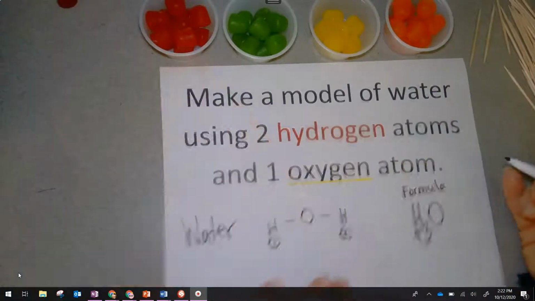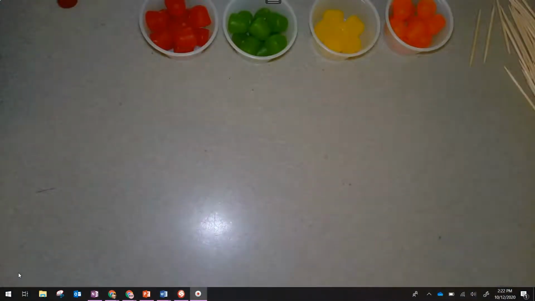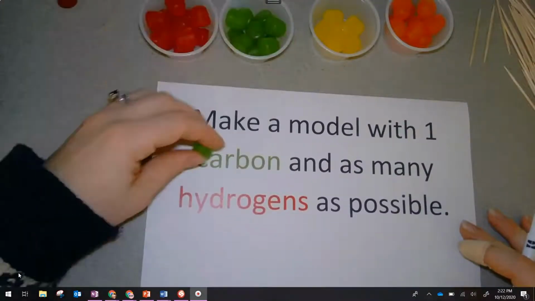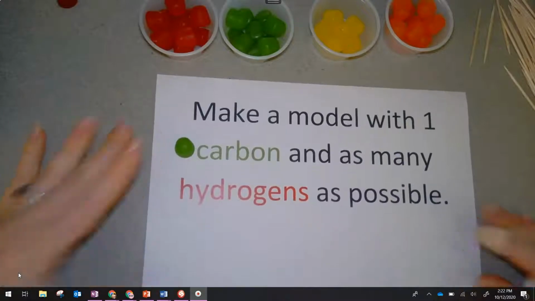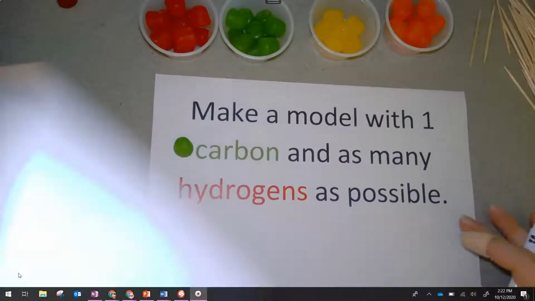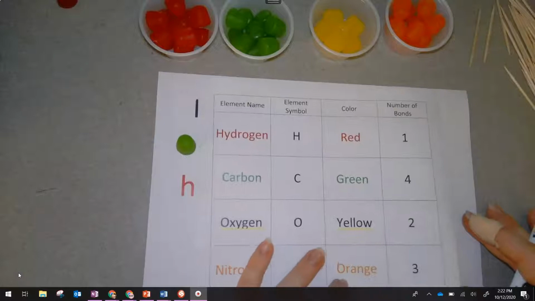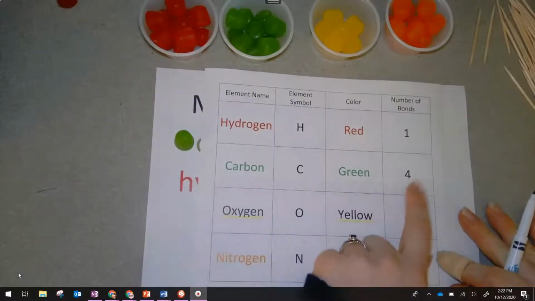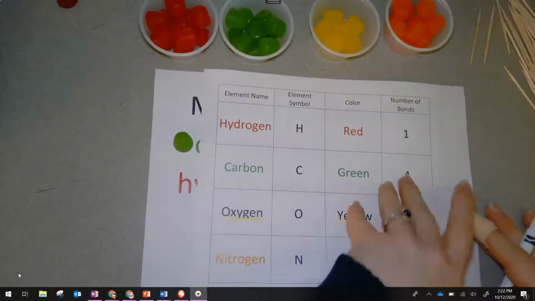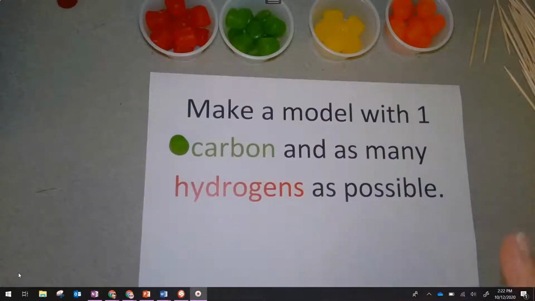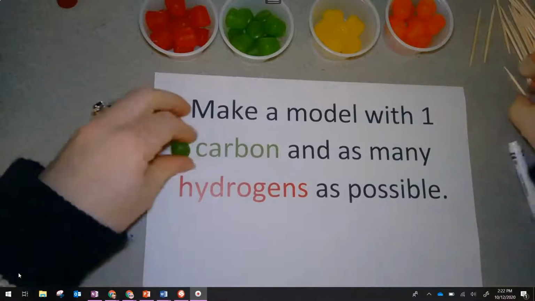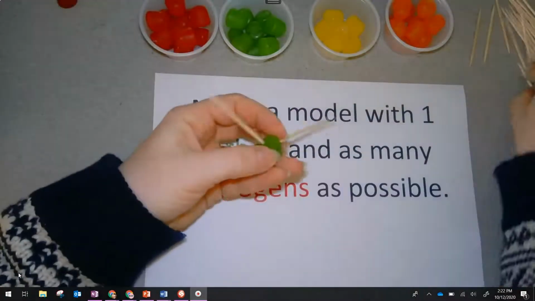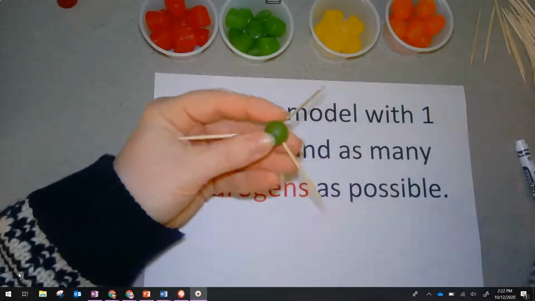All righty? So our next model, make a model with 1 carbon and as many hydrogens as possible. So in order to do this, you have to go to your chart and figure out how many bonds can carbon have. Carbon has to have 4 bonds. So what I'm going to do is I'm going to put 4 bonds into my carbon atom, which is my green dot.